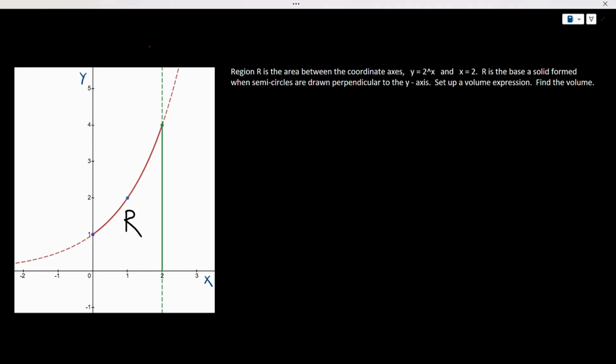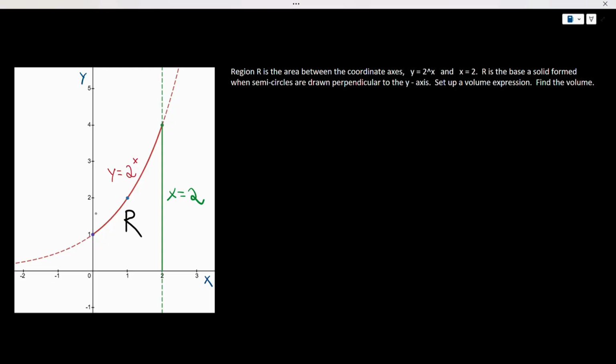What I'm going to do now is, I already sketched the graph of these lines and this function. This is the line x equals 2, the green line. The red line is y equals 2 to the x. So the region R is essentially this R over here. The inside part is bounded by all of these lines, and we're going to find the volume when semicircles are drawn perpendicular to the y-axis inside this region.